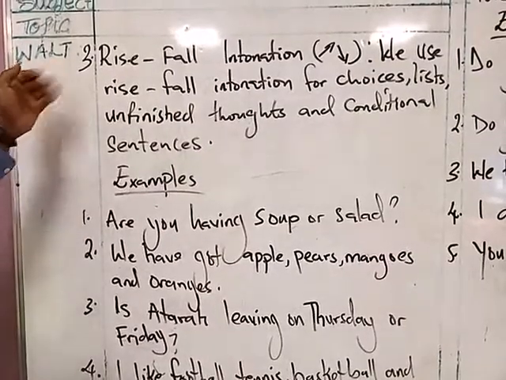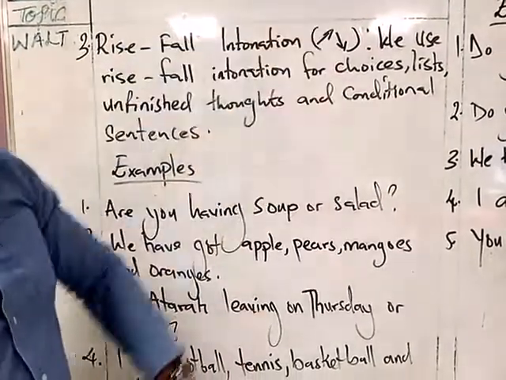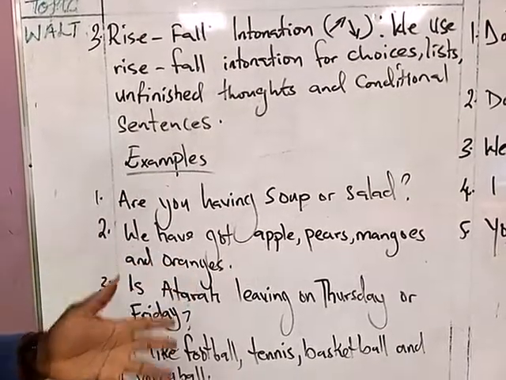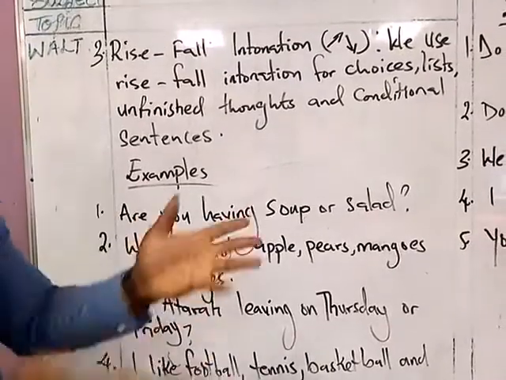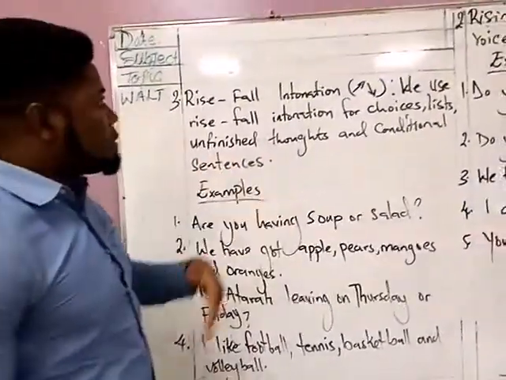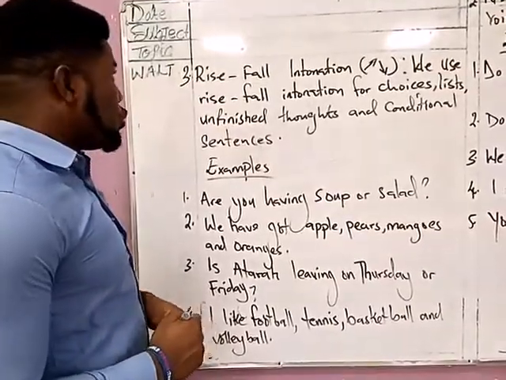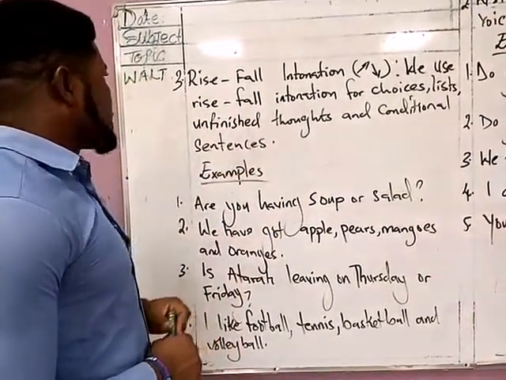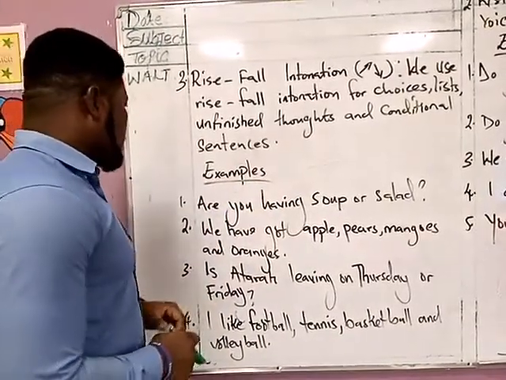So, number 3, we have the rise and fall intonation. Here, we use rise and fall intonation for choices, that is this or that, lists, that is a group of items, then unfinished thoughts and conditional sentences.